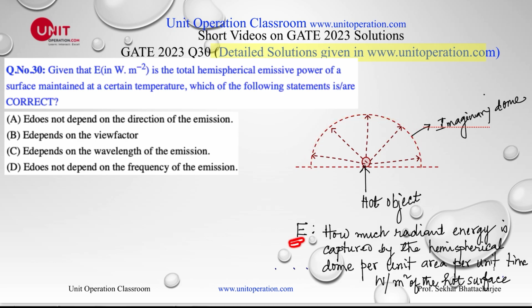So what is E? E is how much radiant energy is captured by this hemispherical dome, per unit area, per unit time. That means per unit area, how much energy is being radiated. So watt per meter square, that means this is joule per second. So that's the energy emitted per unit area, per unit time, per meter square of the hot surface. So that is my E.